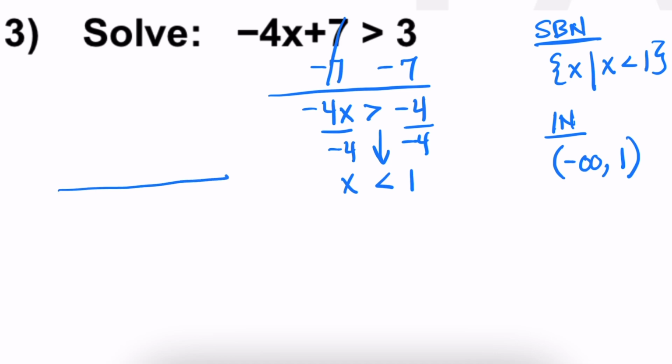When you're graphing, you have your 0 and you have a 1, and it's going to be an open circle and the x values are less than, so shade to the left.